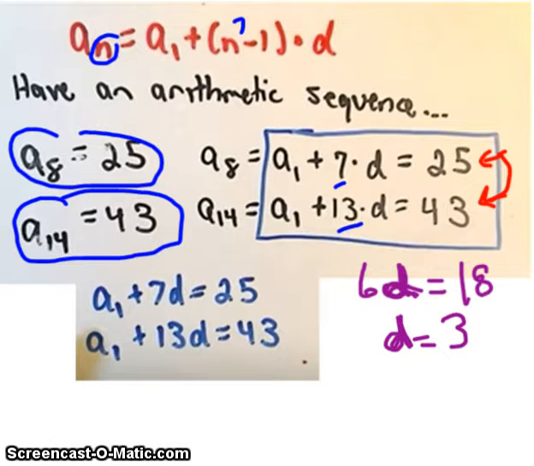We can use the 3 back into the formula. So if you put a 3 right here, you'd get a sub 1 plus 7 times 3 equals 25. I think you could see that a sub 1 would have been 4. You could do that yourself, put in the 3 and work out the arithmetic there. So the first term is 4, and I can now predict any term I want, I can generate the entire sequence.